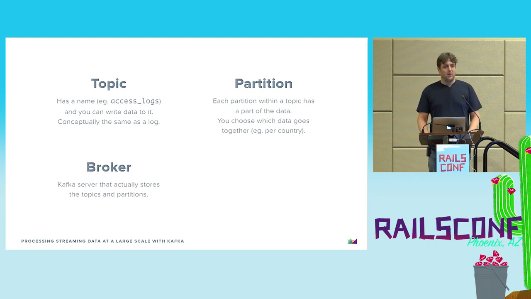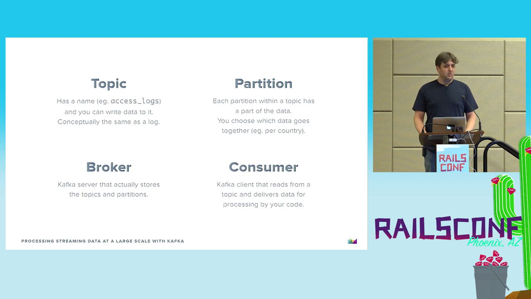Broker is the Kafka word for a server, basically. I'm not sure why they picked a different word, but they did. So a broker stores all this data and makes sure that it can be delivered to the final concept, which is a consumer. And consumer is the Kafka word for basically just a client or a database driver. It's just something you can use from your code to read these messages that are on a topic.